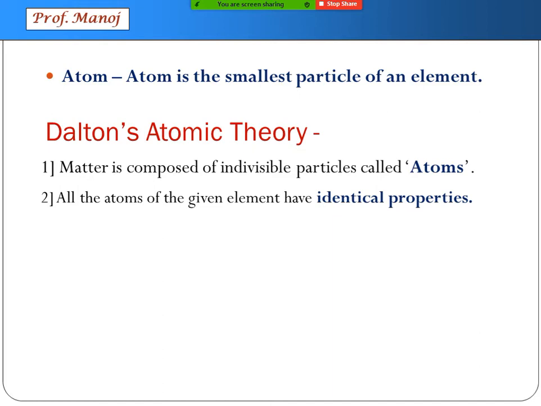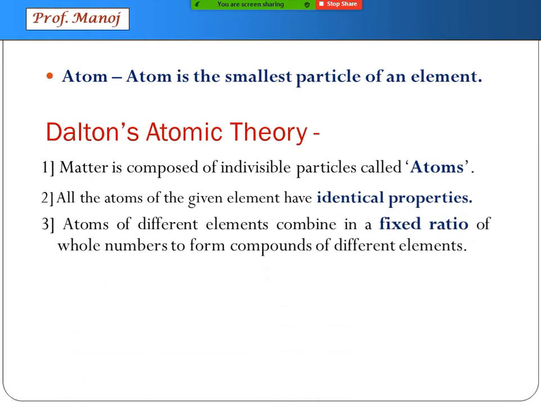Another point about the theory is that all the atoms of a given element must be exactly equal, or as he says, they must have identical properties. Atoms of different elements will be different, and when they combine in a fixed ratio of whole numbers, compounds will be formed. For example, if I take two atoms of hydrogen and one atom of oxygen, hydrogen and oxygen are in the ratio 2 is to 1. So they will form a fixed compound called H2O, that is water.